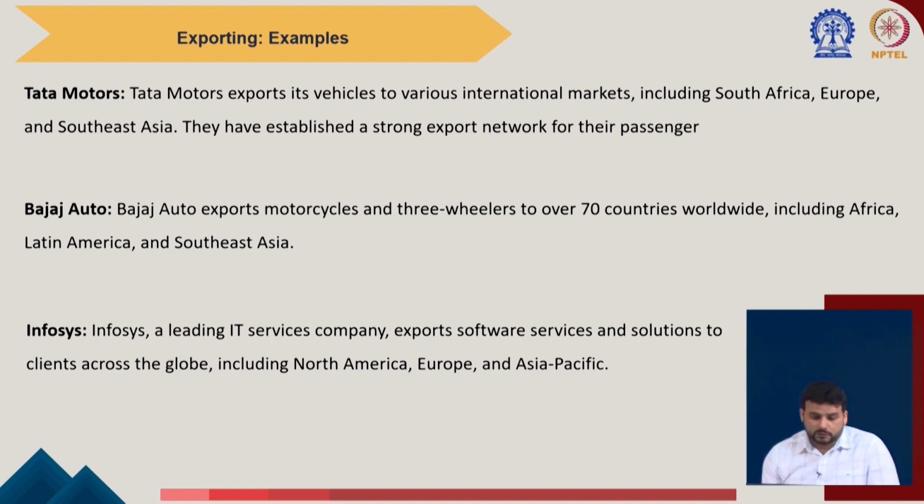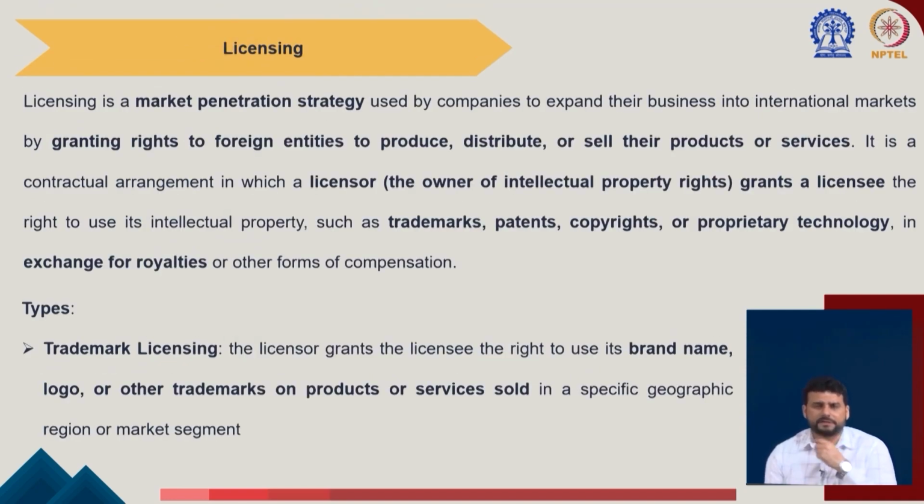Bajaj Auto started exporting motorcycles and 3-wheelers and other commercial vehicles. They are exporting to more than 70 countries worldwide. Talking about Infosys, they are providing IT software solutions across the globe, including North America, Europe and Asia Pacific. So these are some of the examples of exporting from the Indian market.